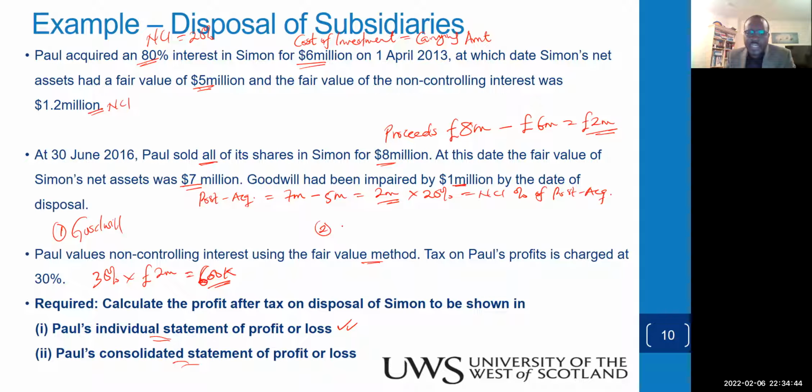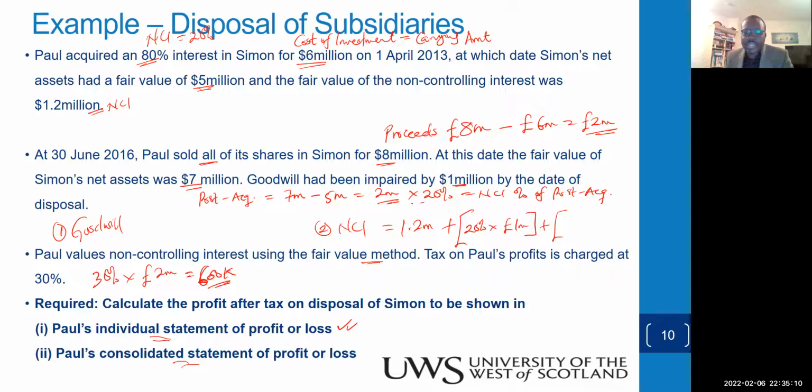We also need to find our NCI. It's easy to find. What is the NCI value in the question? 1.2 million, right? We must add its share of the impairment, 1 million. So you find 20% of 1 million, and you also add its portion of the post-acquisition.